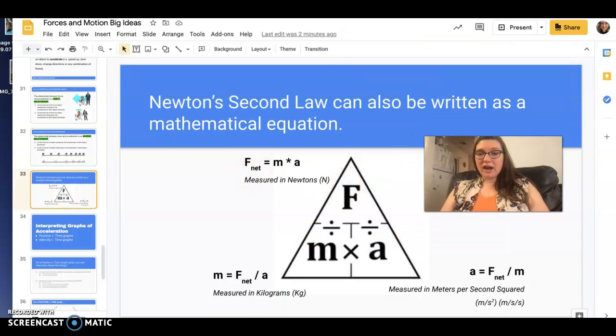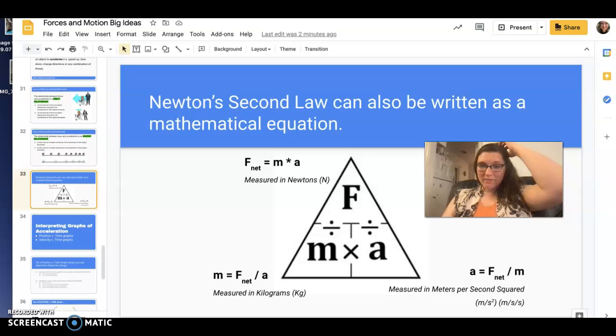We can talk about this phenomenon in terms of an equation, and that equation is force equals mass times acceleration. And here's this handy-dandy triangle. You cover up one of those things and you do the operation that is shown here. So if I want to find force, I do mass times acceleration. Mass is force divided by acceleration, and acceleration is force divided by mass.